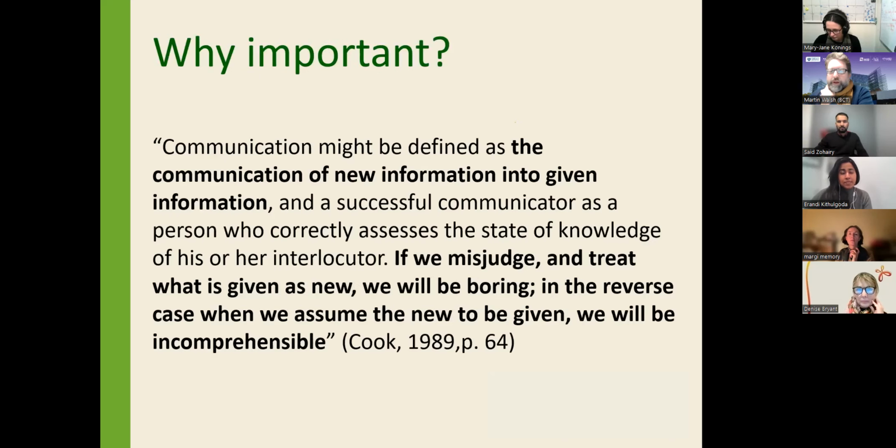I found this quote about why themes and rhemes are important, which I quite liked. "Communication is the communication of new information into given, and the successful communicator is a person who correctly assesses the state of knowledge of their interlocutor. So if we misjudge and we treat what is given as new, it'll be boring."